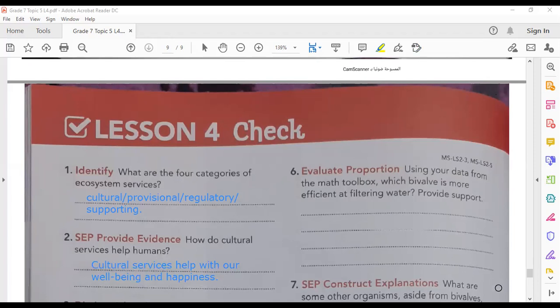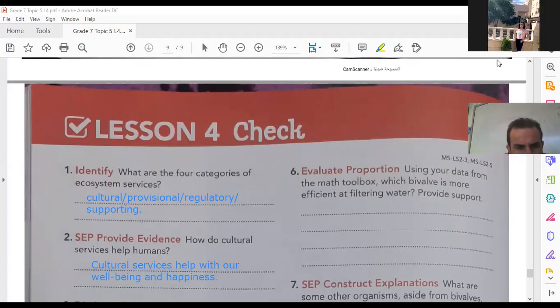Anyway, I have bad news for you now. The rest of the lesson review is homework. Okay? What do you have today? Do you have an exam? Arabic. Okay, no problem. This is homework: the rest of the lesson review.